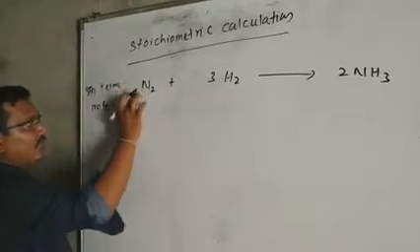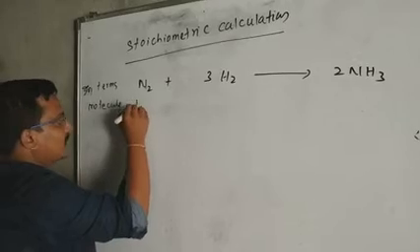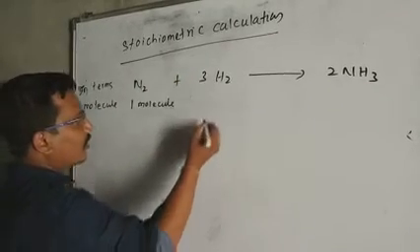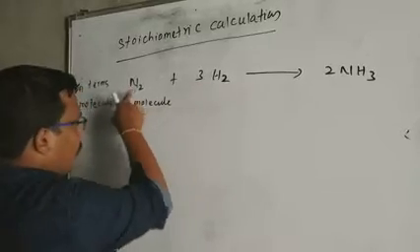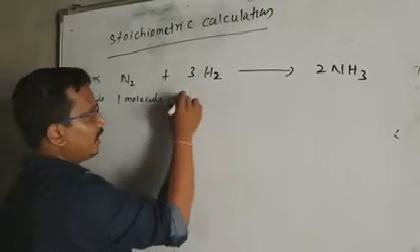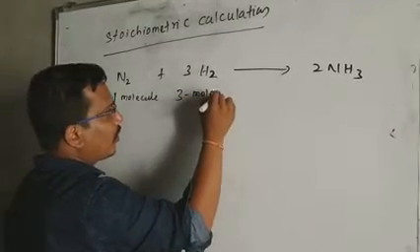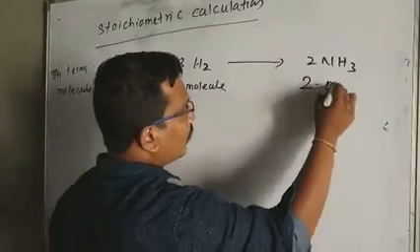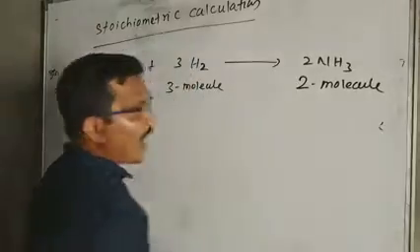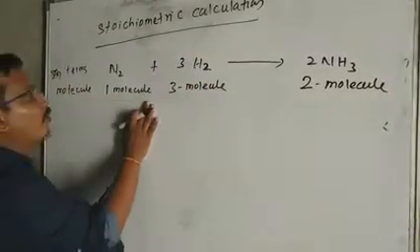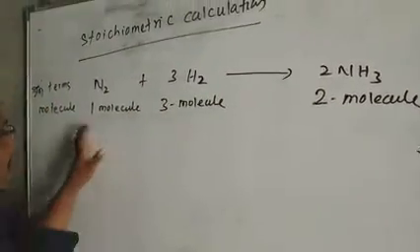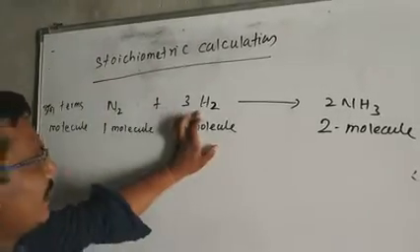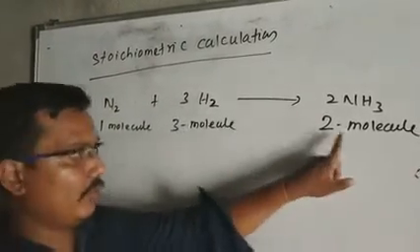Here the coefficient is 1, nothing means 1. That means we can think about one molecule of nitrogen. Here the coefficient is 3, so we can write 3 molecules of hydrogen. Here the coefficient is 2, so we can write 2 molecules of ammonia, NH3. This is the molecule relationship. From this data we can conclude that 1 molecule of nitrogen reacts with 3 molecules of hydrogen to produce 2 molecules of NH3.